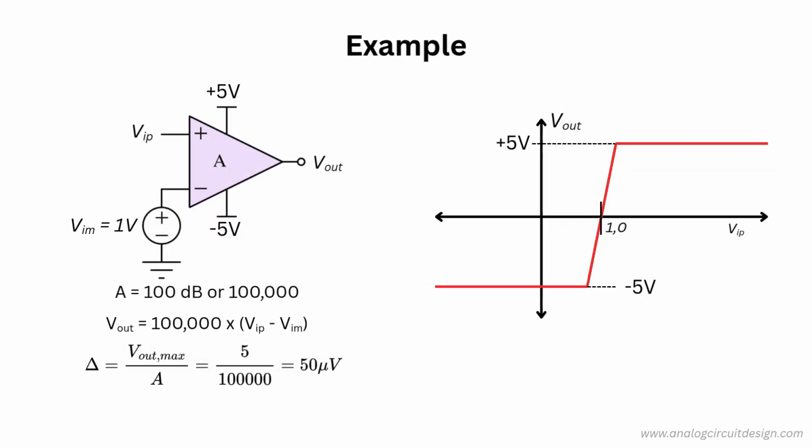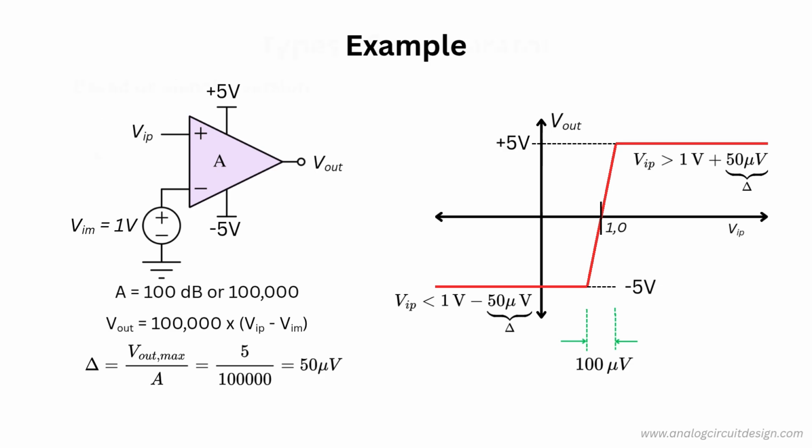Let's consider the example shown. If VIP is greater than 1 volt plus 50 microvolts, the output saturates to 5 volts. If VIP is less than 1 volt minus 50 microvolts, the output saturates to minus 5 volts. The linear gain range is just 100 microvolt wide, which is negligible in comparison to reference voltage of 1 volt. Since the input is analog and output is digital, either high or low, a comparator works as 1-bit analog to digital converter.